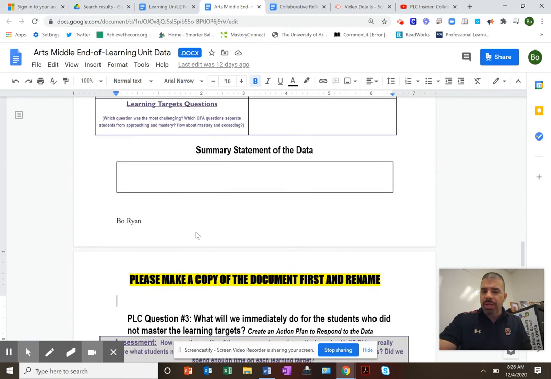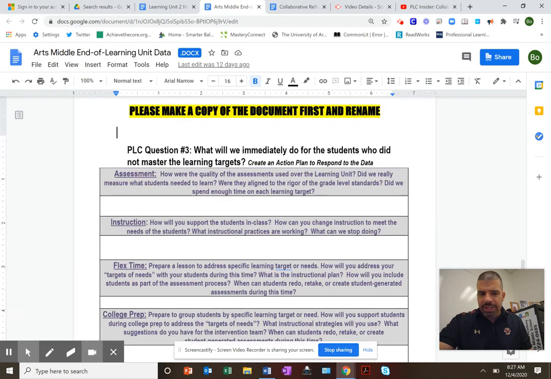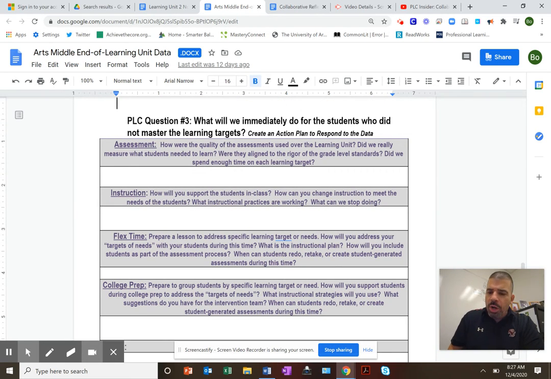The summary statement of the data is a quick overall short paragraph on what the data tells you. Now, this part of the data analysis is quick. That's about 1/3 of the time that you have. The next 2/3, we really want to talk about the action planning. PLC question number 3, what will we immediately do for the students who did not master the learning target? And let's create an action plan.